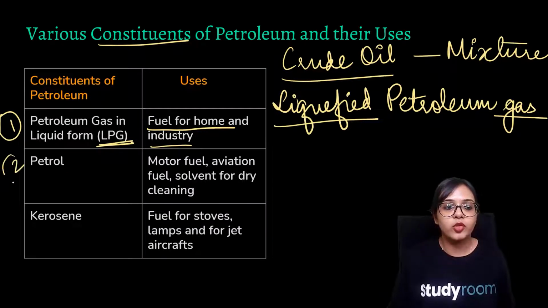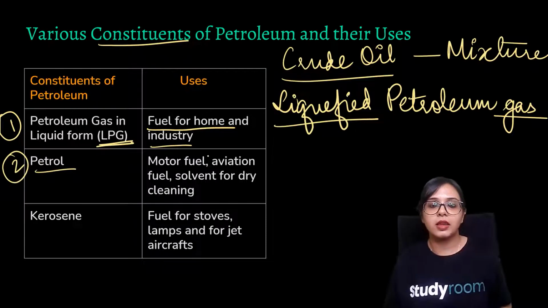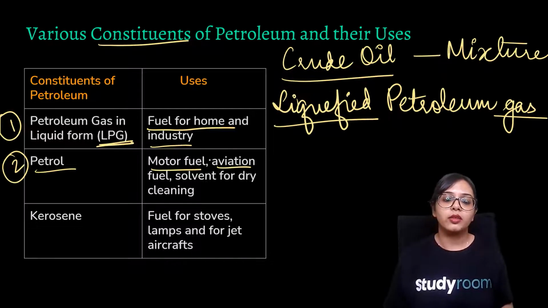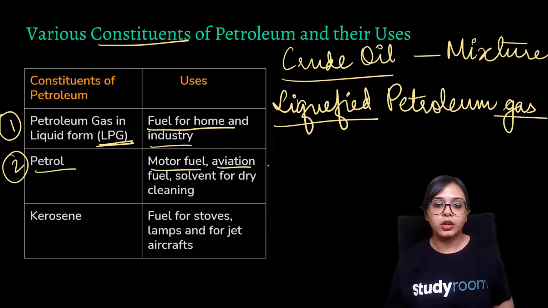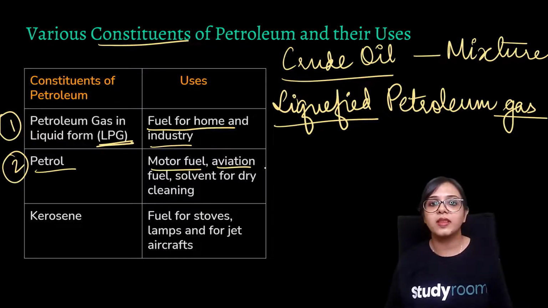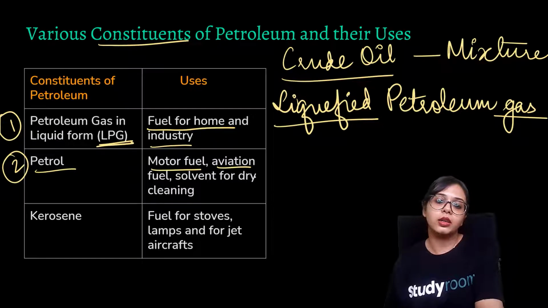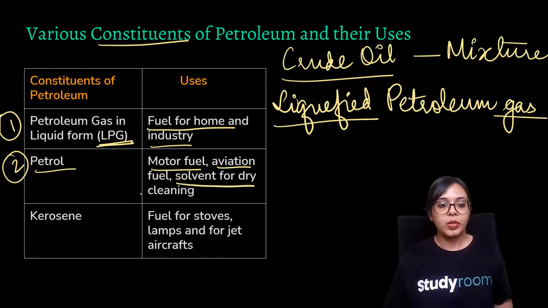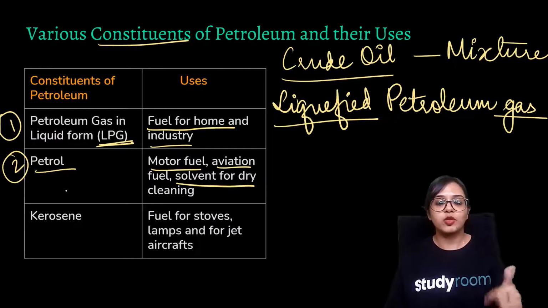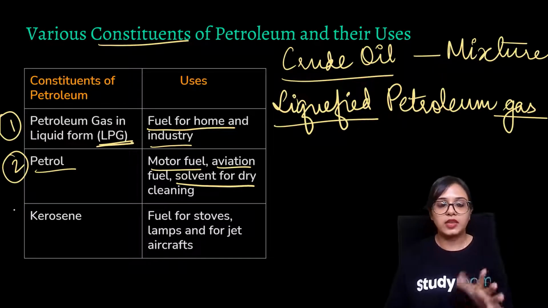Then you have petrol, by which your cars and other vehicles run. It's a motor fuel. It's also used in aviation. Aviation fuel means fuel that is used as a source of energy in aeroplanes and other vehicles that can fly. And it is also used as a solvent for dry cleaning. Then besides petrol, you also have diesel, for the same purpose.